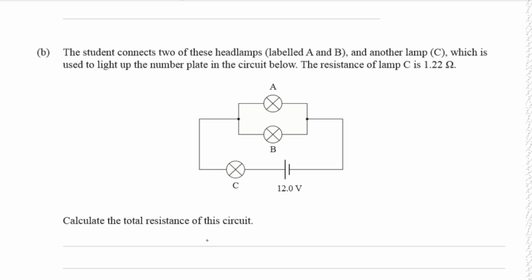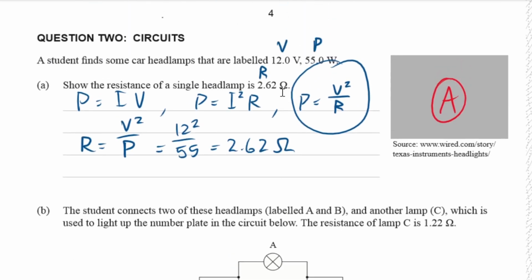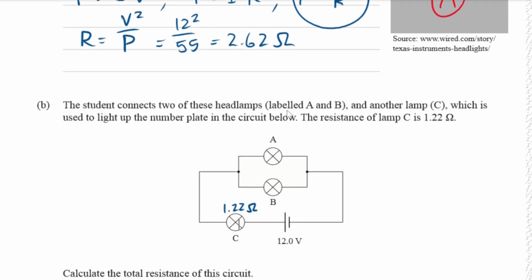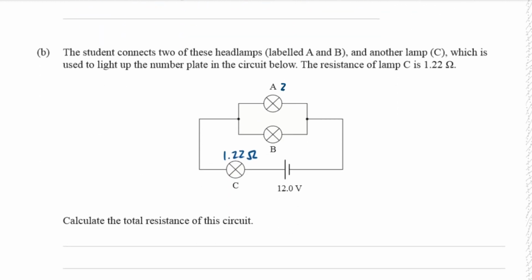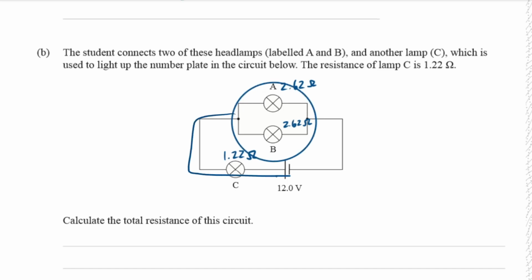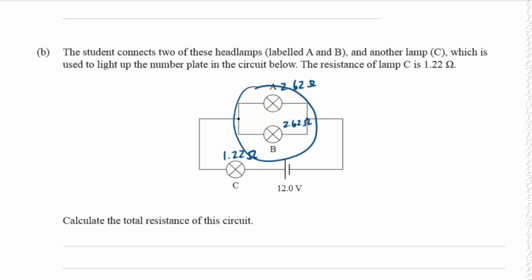Anyway, we want to calculate the total resistance of this circuit. Before we even think about doing that, we are going to label each bulb with its resistance. So A and B are from the headlight before, right? So that has a resistance of 2.62 ohms each. There we go. Now, can we just add up all these resistances? No, right? We have a parallel component inside the series circuit.